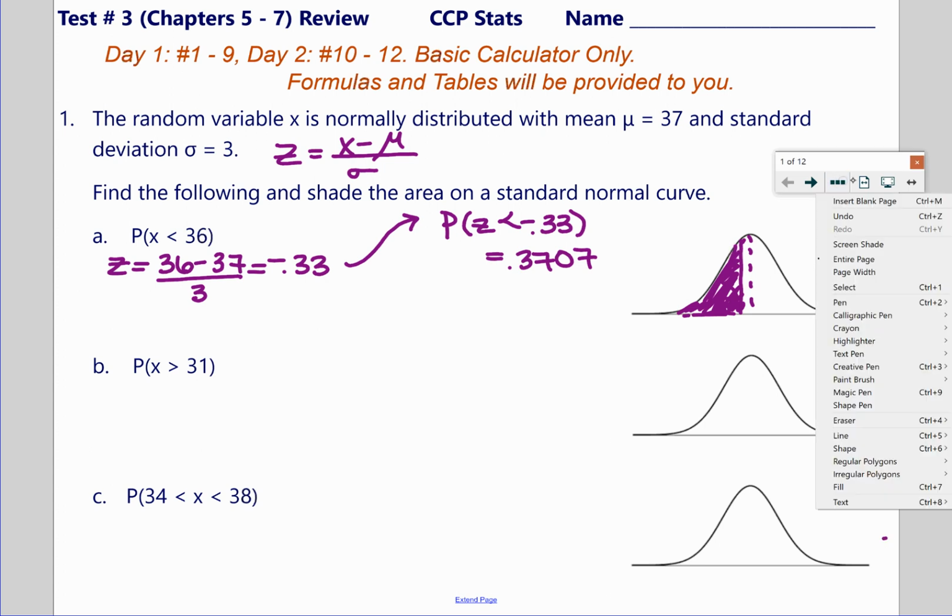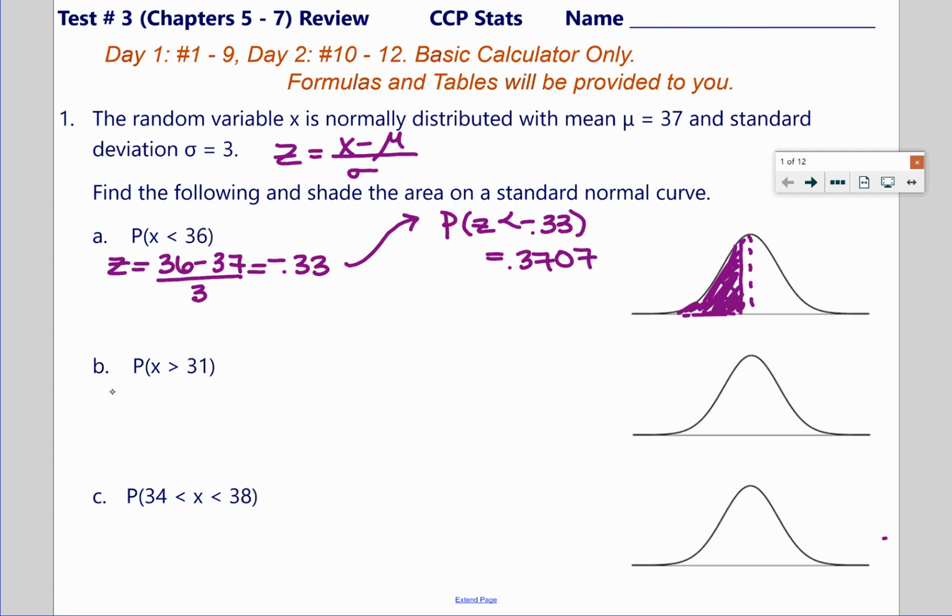Okay, second one. Here we have a probability of x greater than 31. So we're going to start the same way. Convert it to a z-score. 31 minus 37 over 3. That's going to be a negative 6 over 3. So again, this one I really don't need a calculator. I'm going to get a z-score of negative 2. So now the probability of z being greater than negative 2.